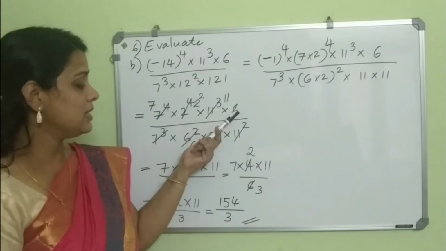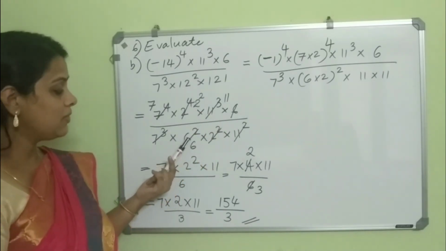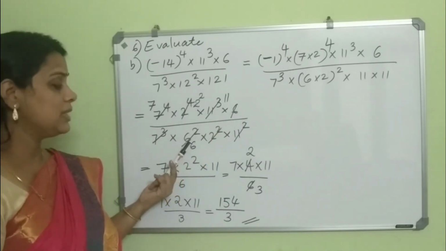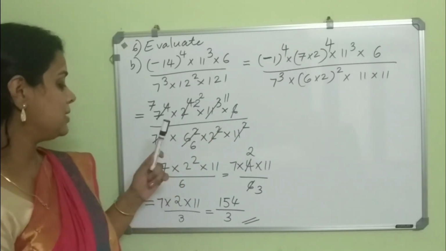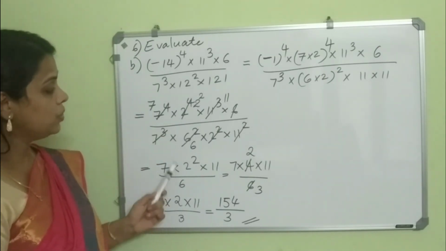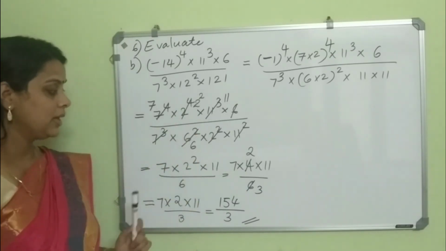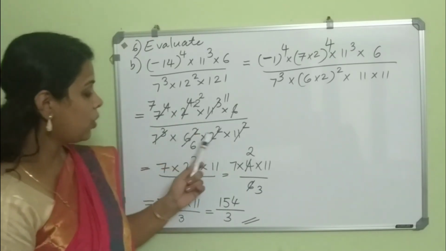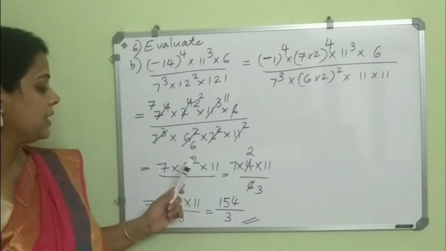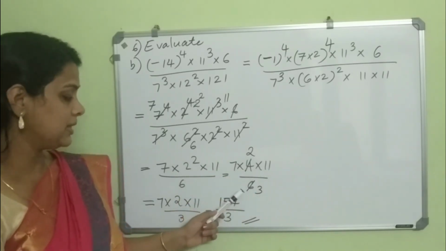Then here one 6. Down we have 6 square, that is 6 into 6. In that one 6 and one 6 are cancelling and remaining down one 6. So what is the balance? Balance 7 into 2 square into 11 in the numerator. Down we can check only 6 is there. That is equal to 7 into 2 square, which is 4, into 11 by 6.